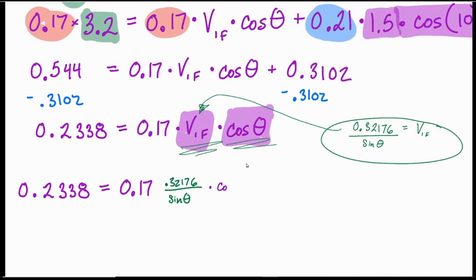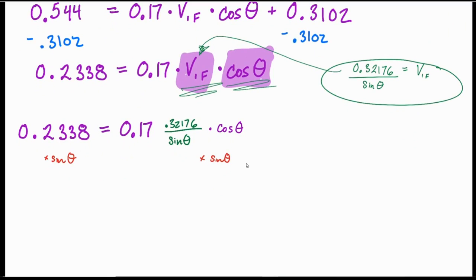Multiply that times cosine of theta. All right, so now I have one variable. Unfortunately, this is still a little bit gross, because I have cosine divided by sine, and I told you guys you don't need to know what cosine over sine is. So one way to deal with this is to multiply both sides times sine of theta. I'm going to end up with 0.2338 times sine of theta.